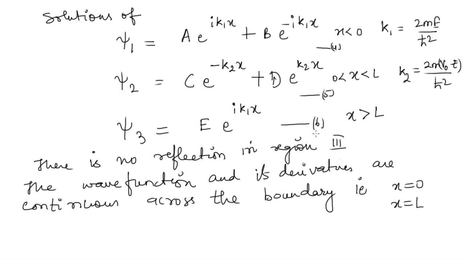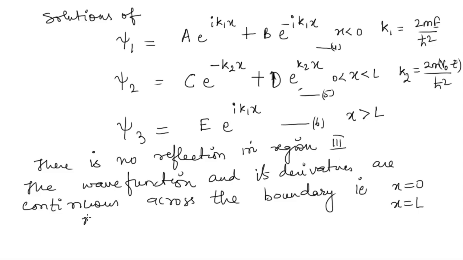Also one more thing: in the step potential I neglected this term. Why? Because in region 2 in the step potential, as x tends to infinity, this term was blowing up. But here we have a finite width of the barrier, so I am keeping both the exponentially decaying term and the exponentially growing term.